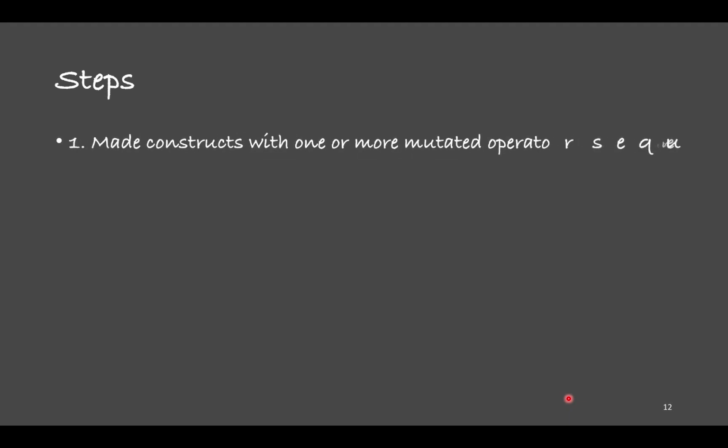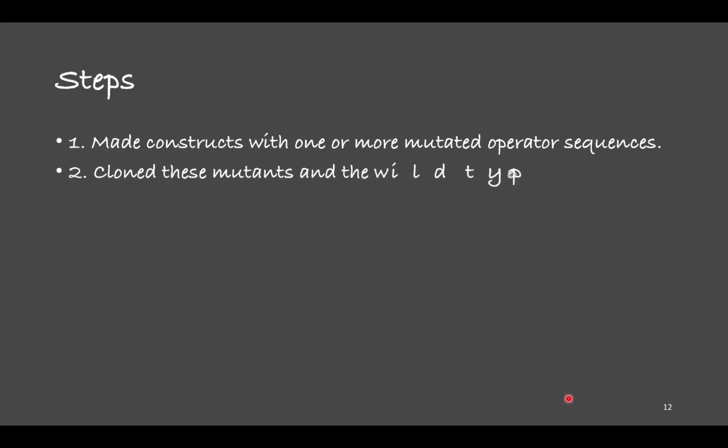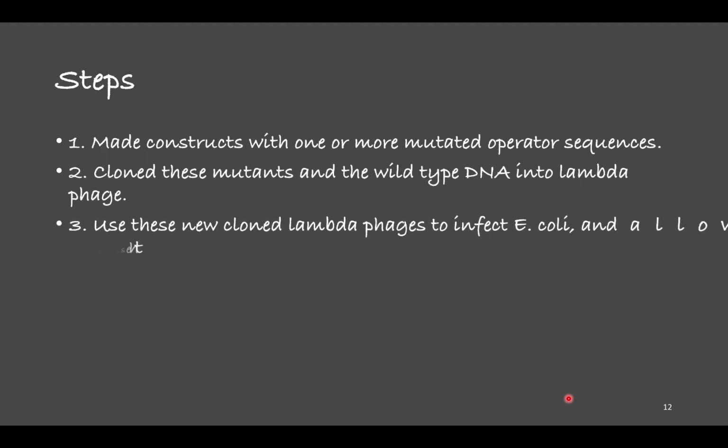After they made constructs with one or more mutated operator sequences, the second step is to clone these mutants and the wild-type DNA into lambda-phage. Lambda-phage packaging is very efficient. It can be 1,000 times more than transformation, and lambda-phage can commonly package 12 to 20 kilobases of foreign DNA. Then, they used this newly cloned lambda-phage to infect E. coli and allow these DNAs to lysogenize E. coli cells. As a note, lysogenic here means integrates into the chromosome.